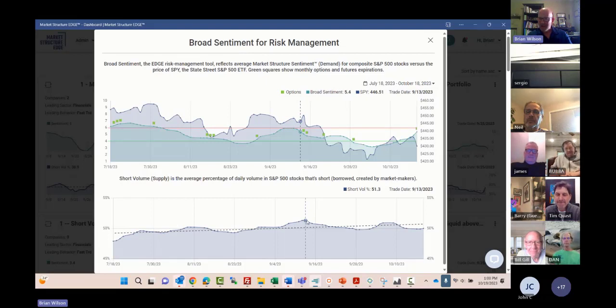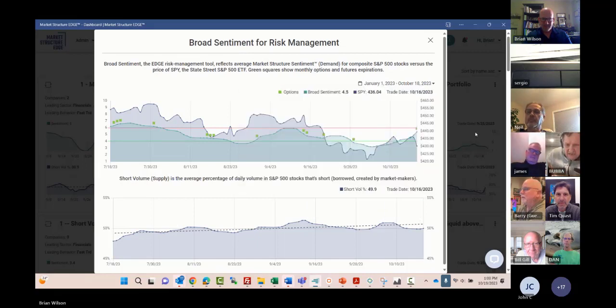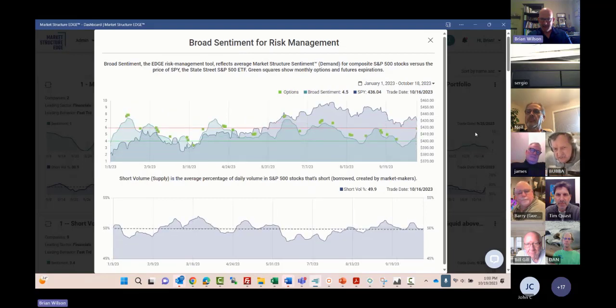What does it look like right now? It's a little tougher, right? This was a much better setup to short the market. If you move this back year to date, and I had shared this with you at least in one previous meeting, maybe twice.